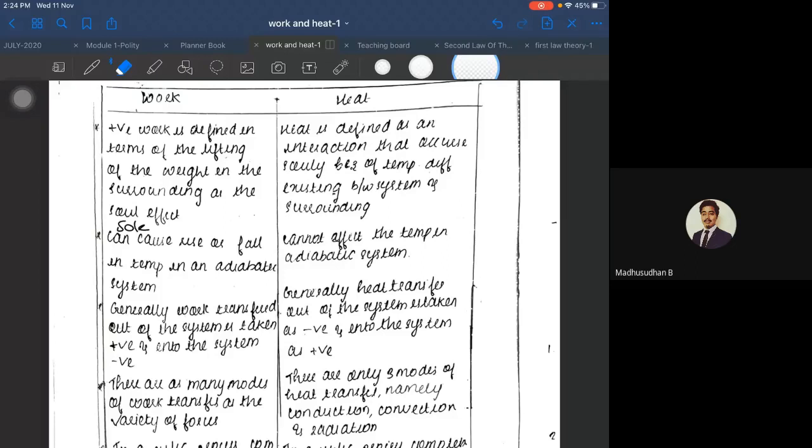Second one, can anyone read? Rajat? Yes, sir. Second point, man.